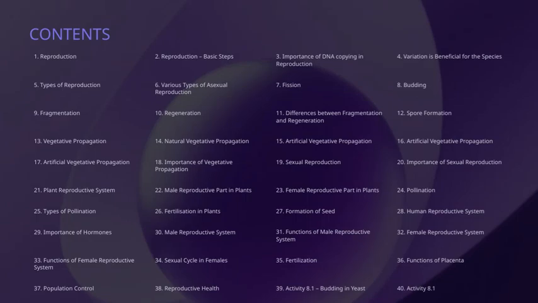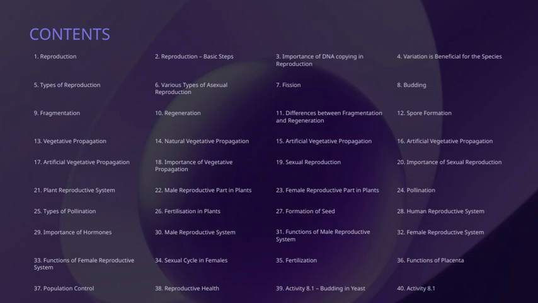Let's take a moment to look at the overall structure of our presentation. We start with the basic concept of reproduction, which is essential for the survival of all living organisms. Moving forward, we explore the various types of reproduction, including sexual and asexual methods. We then delve into the different processes involved in reproduction, such as DNA copying, fertilization, and the formation of seeds. These are crucial steps that ensure genetic continuity.